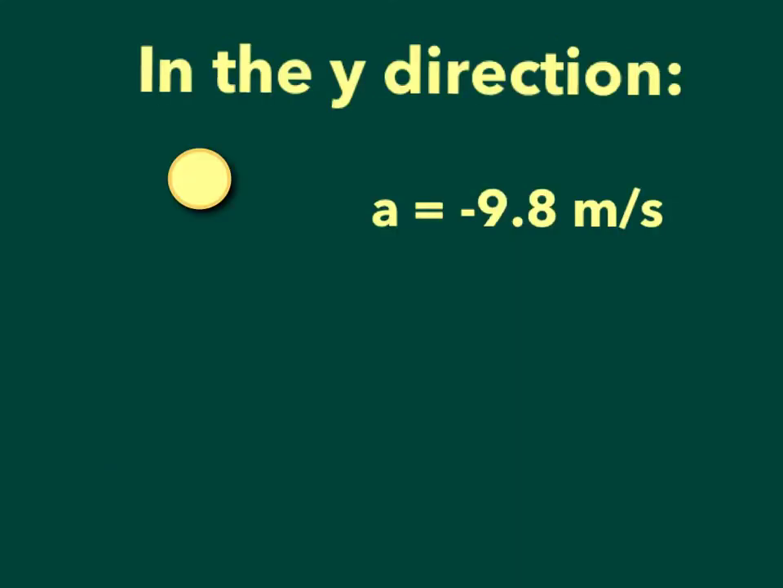Now, in the y direction, we already know acceleration. So once the projectile is released or rolls off the side of the cliff or is shot in the air, after that, it's just falling.